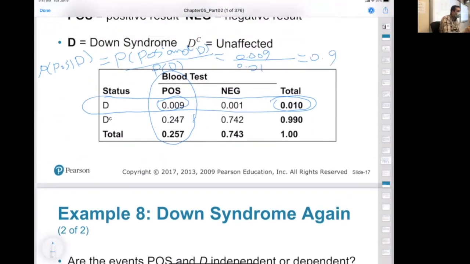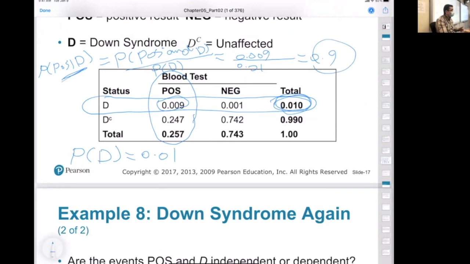Okay? If positive and D are independent, this number should be equal to the probability of positive. What is the probability of positive? This one, right? 0.257. Of course, they are not equal. So in this case, positive and D are not independent events. They are dependent events. Okay?